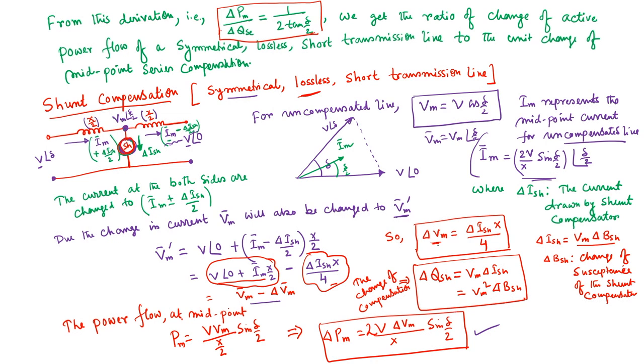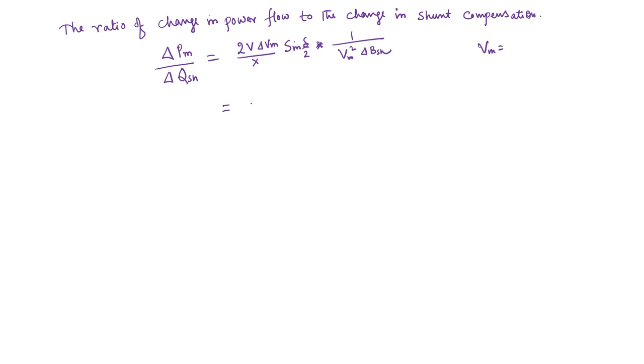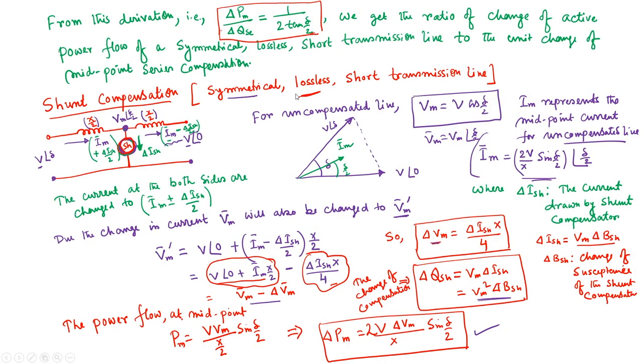So what we will put over here is that this is Vm square del Vsh, that is del Qsh, and this is del Vm. So what we will do is that we will put del Vm there. We will keep everything as it is, only we will put the del Vm expression over there. So sin delta by 2 multiplied by this del Vm. We already obtained that del Vm is equal to del Ish multiplied by x divided by 4. This is the expression that we obtained, and del Ish is represented by this. So what we can write from this expression and this expression, del Vm is equal to del Ish, which is equal to Vm multiplied by del Vsh, multiplied by x divided by 4.